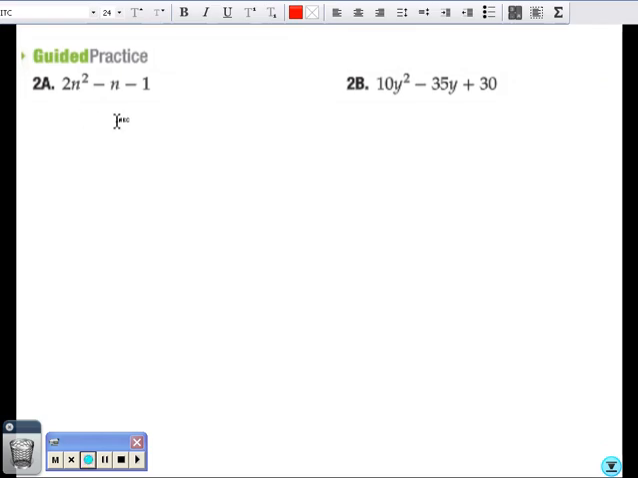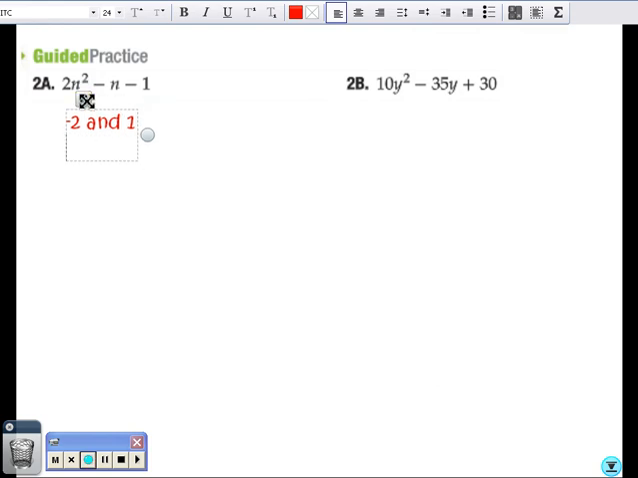2n squared minus n minus 1. Well, 2 times negative 1 is negative 2. So I'm looking for numbers that multiply to negative 2 and add to negative 1. Well, that's pretty easy. How about negative 2 and 1? Those multiply to negative 2. Those add to negative 1. So let's change that problem.